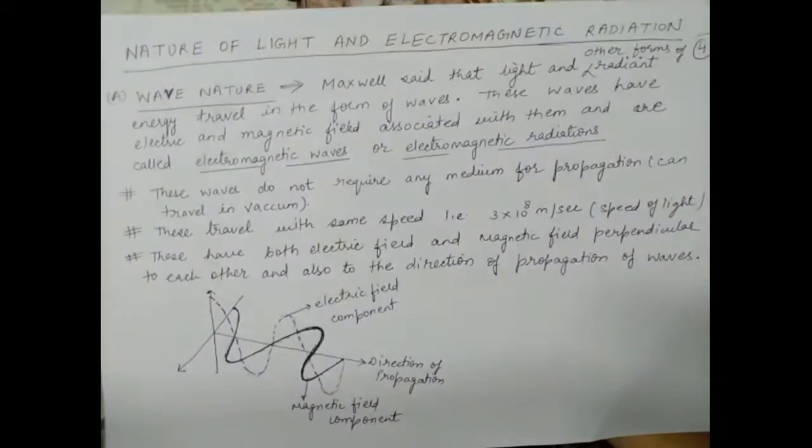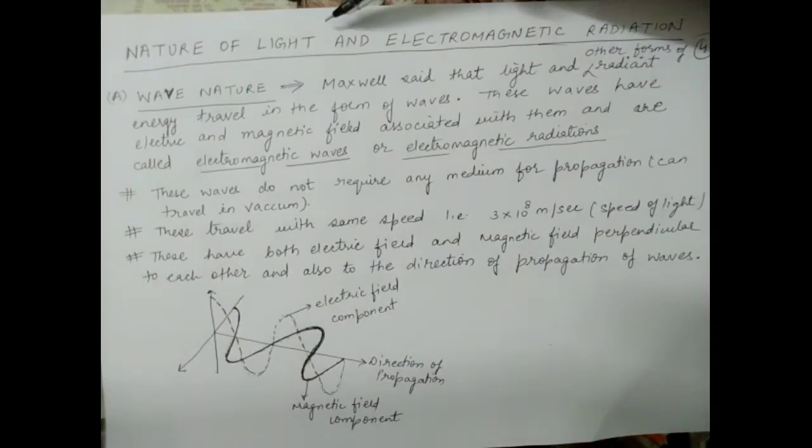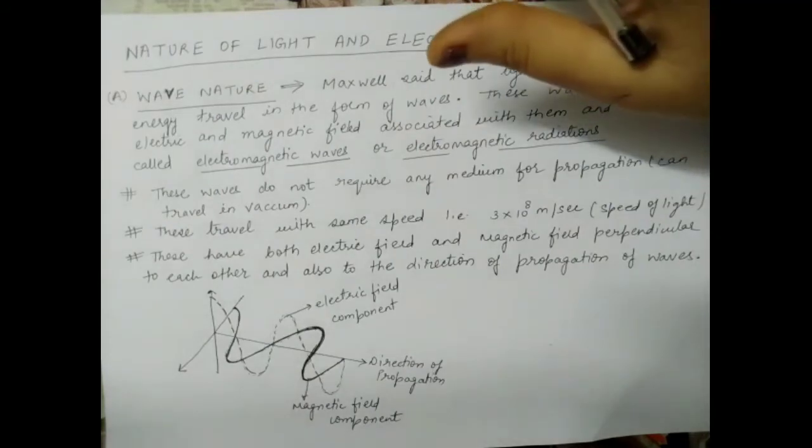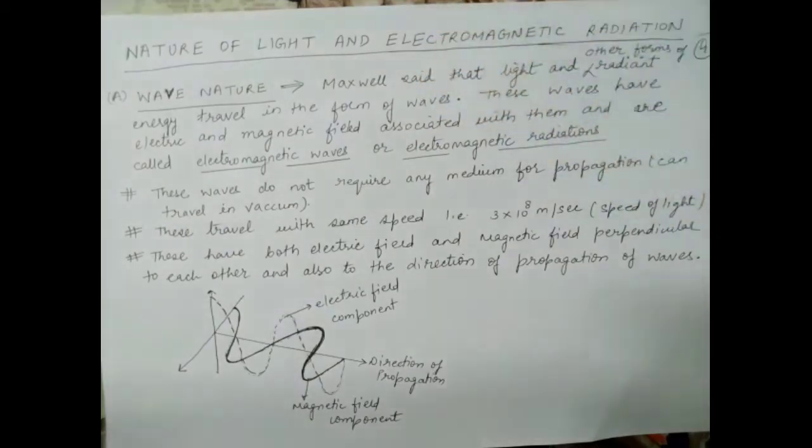Now let's discuss the first development towards Bohr's atomic model, that is the nature of electromagnetic radiation. First we'll discuss what is the meaning of electromagnetic radiation. It was proposed that light has dual nature. Dual nature means it has wave nature as well as particle nature. First we'll discuss the wave nature of light. First we'll understand a few things about light, and then we'll apply the same thing to the atom. So first we are going to discuss the nature of light.